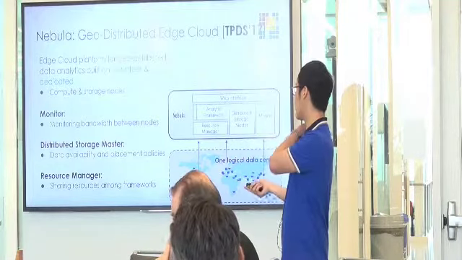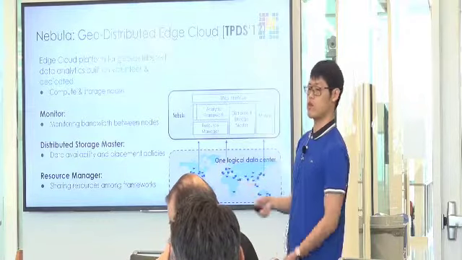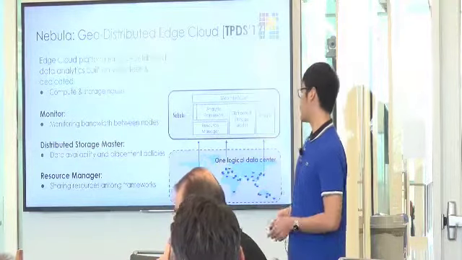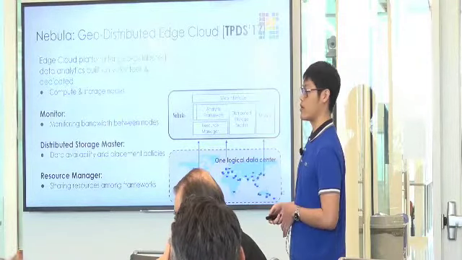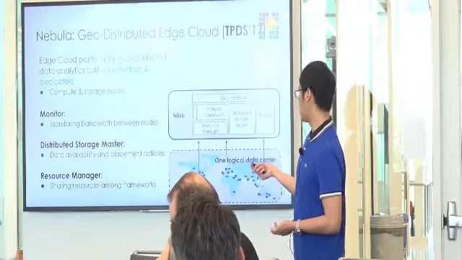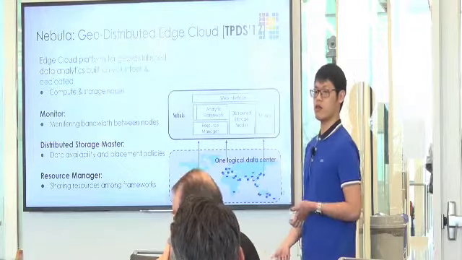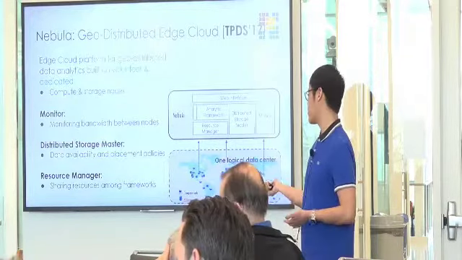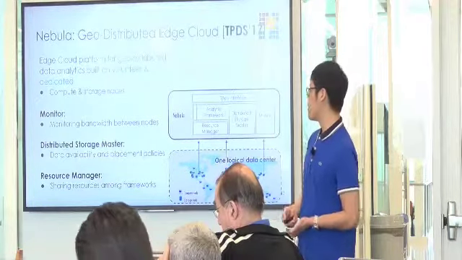So it has a monitoring module that periodically monitors the bandwidth between nodes, and then it will share the bandwidth information with the other Nebula components for implementing the bandwidth-aware policy. And there's a distributed storage master that determines data management policy, like where files should be placed in the system, as well as ensuring the availability of all files.